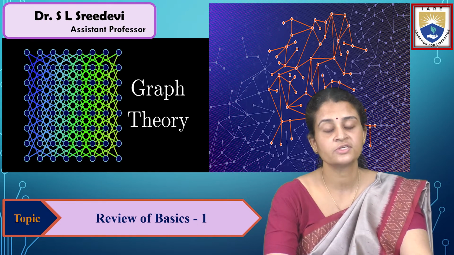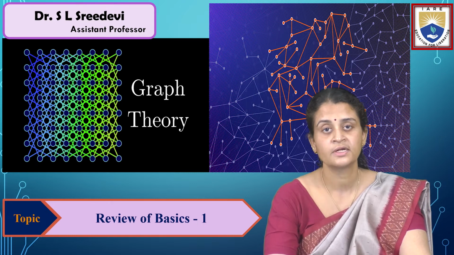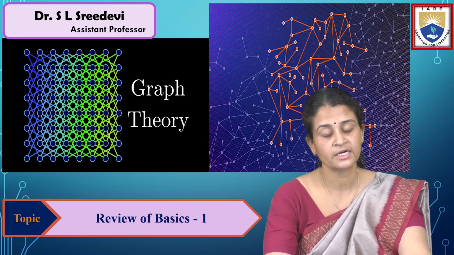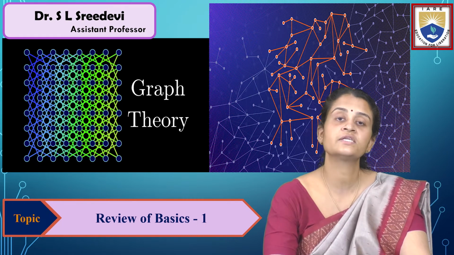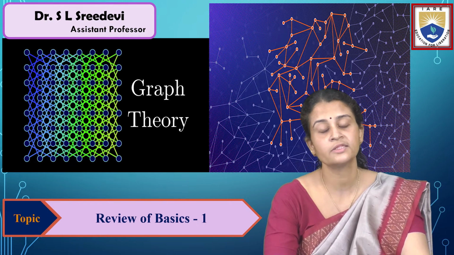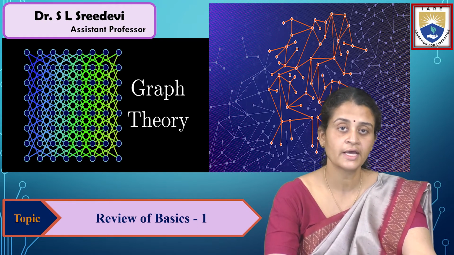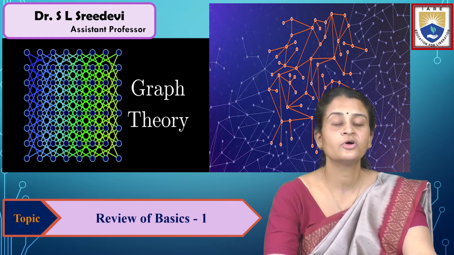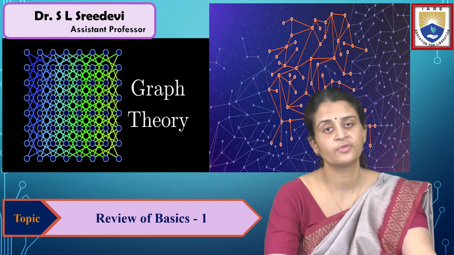We are using the networking of points. Actually, when we talk about graphs in the mathematical sense, it is a network of points connected through lines. And these points will be called vertices, and these lines will be called edges. Before going to the formal definition, let's have a brief look at the history of graph theory.